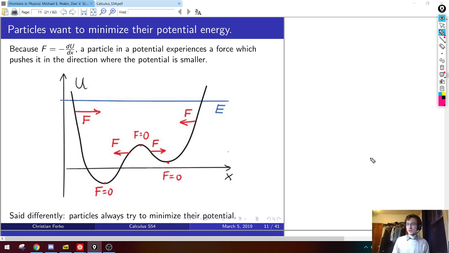Like, I don't know, particles are lazy, they always want the minimal energy. And you would ask, okay, why is that true? And people would never be able to answer you. They'd just say, that's just how it is. Particles minimize their potential energy. That's just how it is.